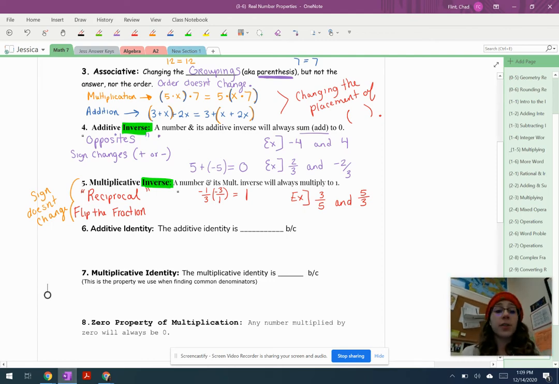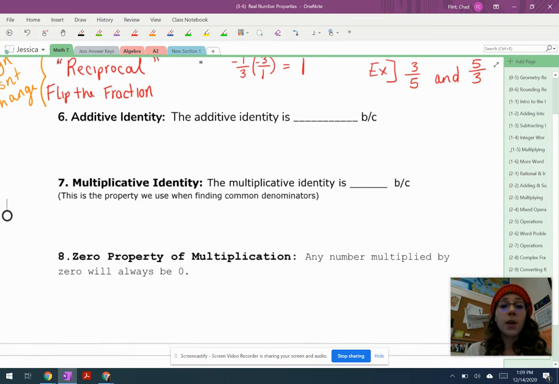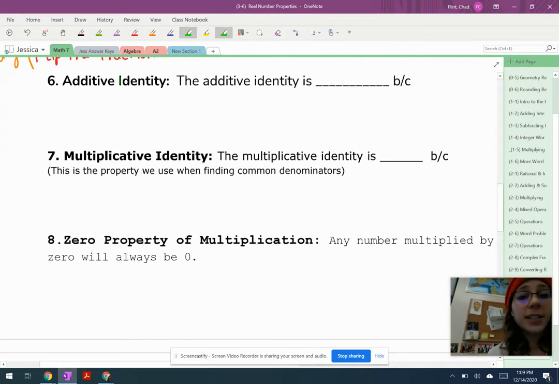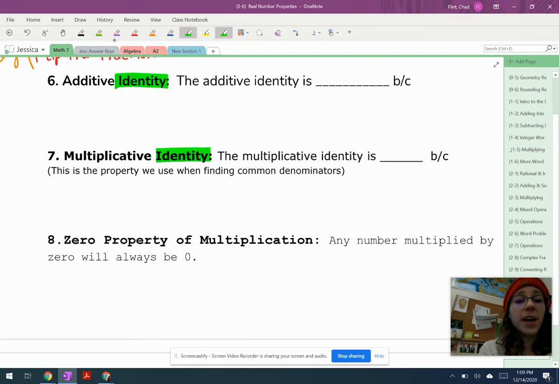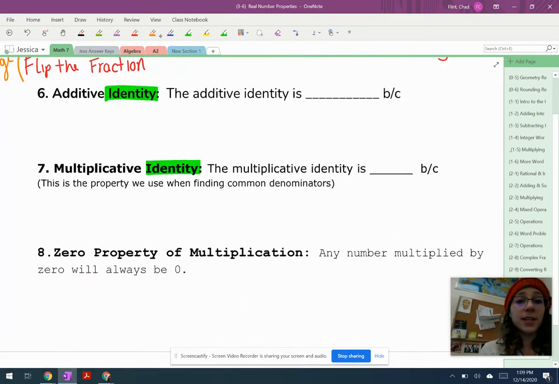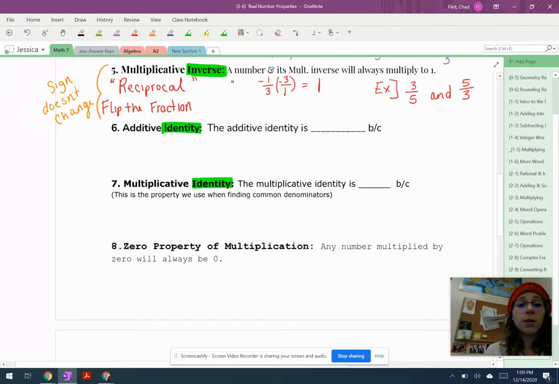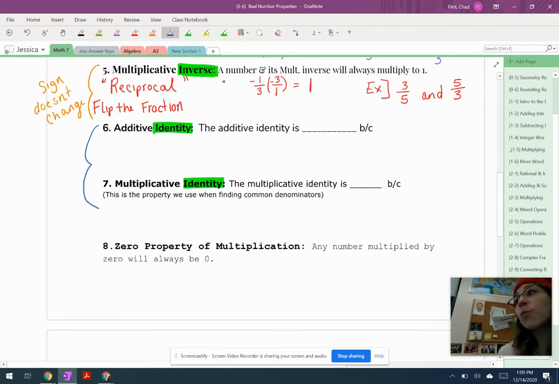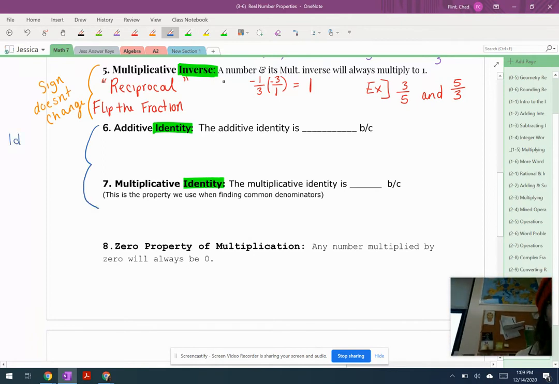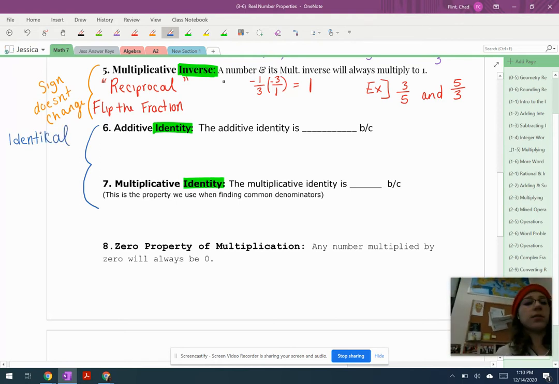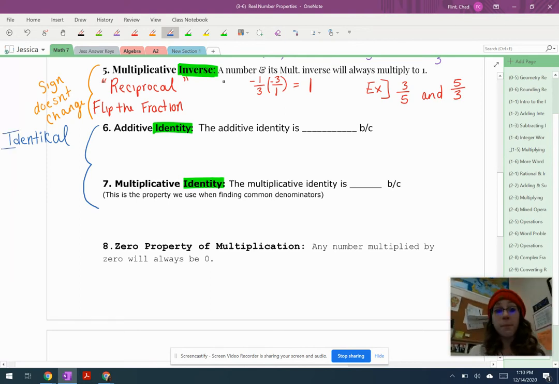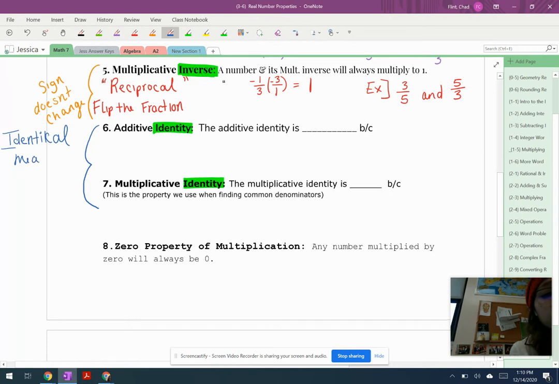So we're going to finish off these last three properties in this last video here. This one is going to focus on the identities. We have an additive and a multiplicative identity. When you talk about someone's identity, it kind of sounds like that word identical. Identical means same, right?